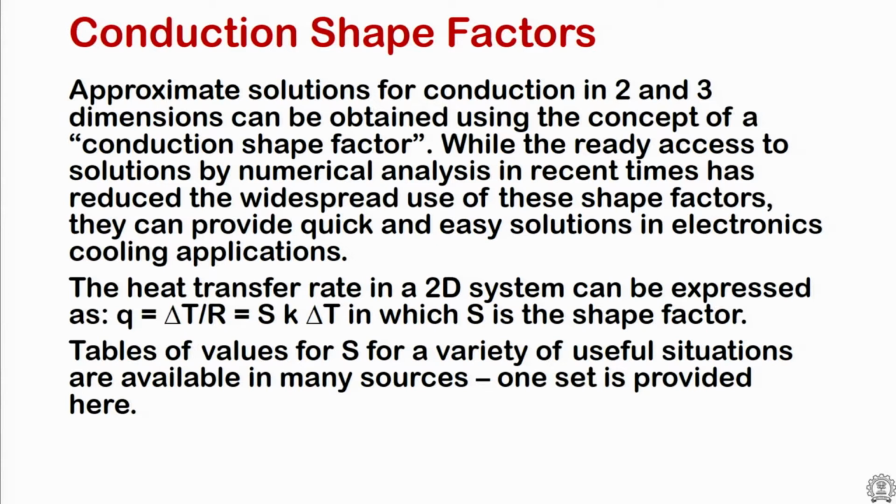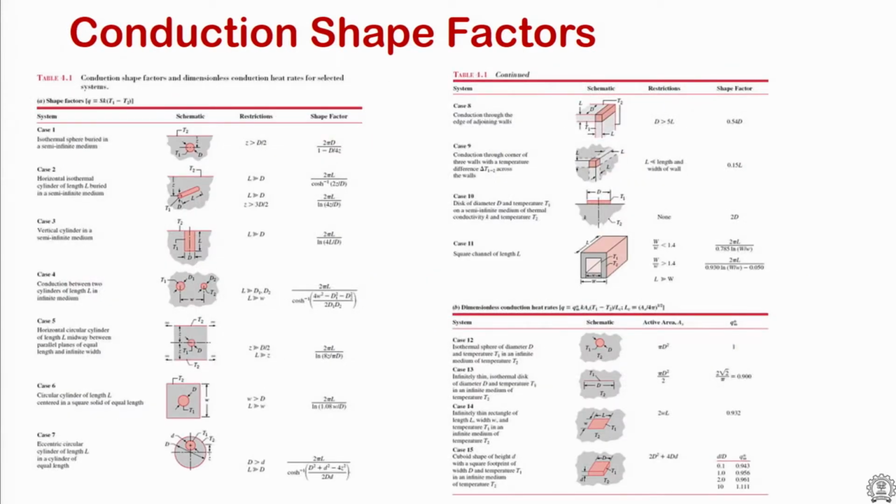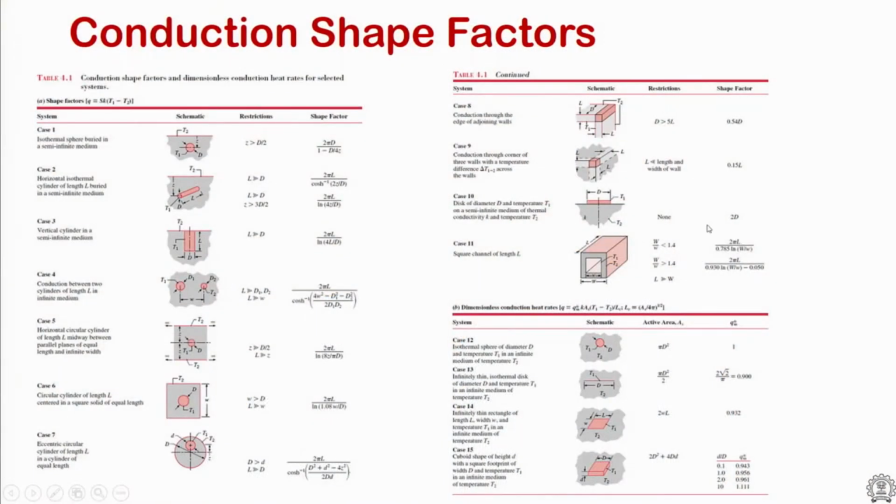In many books, for example, this is a copy paste from Incropera and DeWitt, they have given a lot of these conduction shape factors for various configurations, and of particular use will be this case number 10 that we'll discuss, where there is a disk that sits on a semi-infinite medium, and the disk is of diameter d and is at some temperature T1, and the semi-infinite medium is at some temperature T2, and the shape factor S that we just discussed is given by 2D.